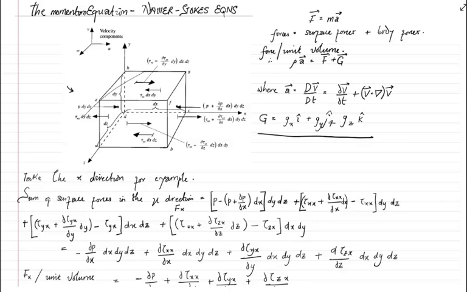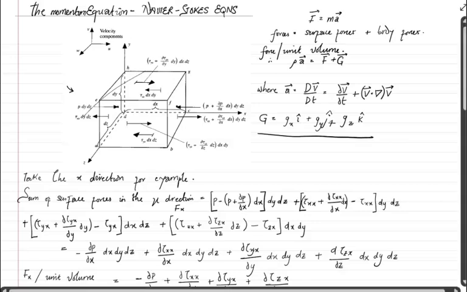The same for the shear stresses. Here at this face, you have tau xx dy dz. Then at this face, you have tau xx plus d tau xx/dx dx. So that's just the change in the normal stress on the element as you move the distance dx.